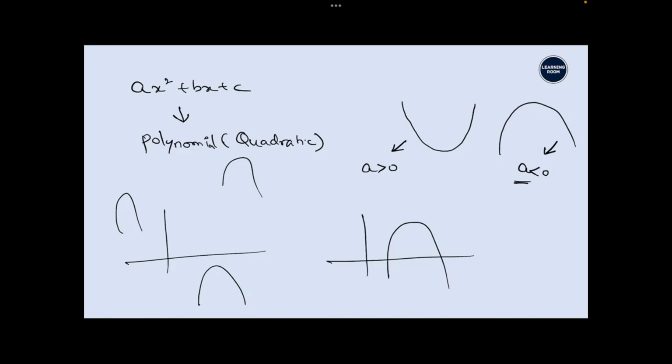Upward or downward? Because you use like this. Okay.